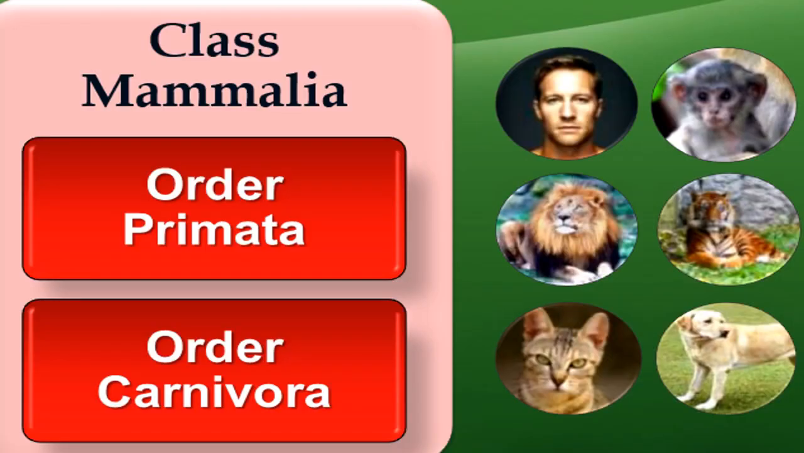Now one more example in case of animals. One class is Mammalia, which includes these two orders, Primata and Carnivora. So these are different organisms which are part of the orders Primata and Carnivora. Here, this and this, these are under the order Primata. Okay, and all these are under the order Carnivora. So together they make a class, Mammalia.